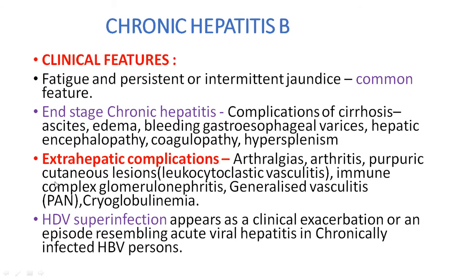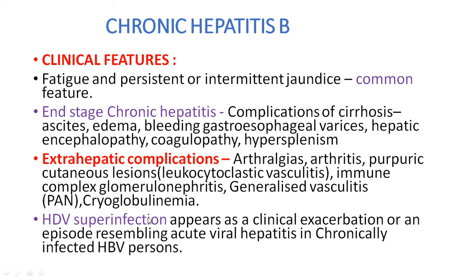It can have many complications of chronic hepatitis. What are those? It could be cirrhosis. As we all know, what are the components of cirrhosis? It could be ascites, edema, bleeding esophageal, gastroesophageal varices, hepatic encephalopathy, coagulopathy, hypersplenism, extrahepatic complications like myalgias, arthritis, purpuric cutaneous lesions, and then it could affect the kidneys, right? Glomerulonephritis, and you can have vasculitis also because of hepatitis B, and cryoglobulinemia.